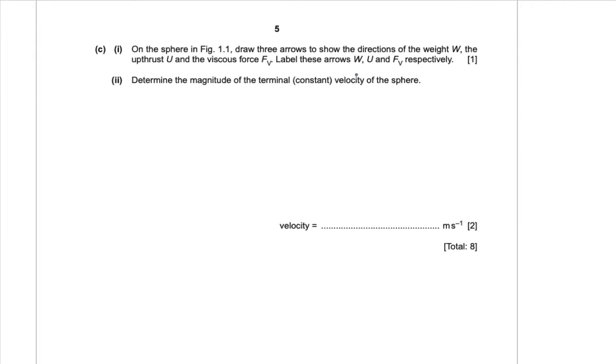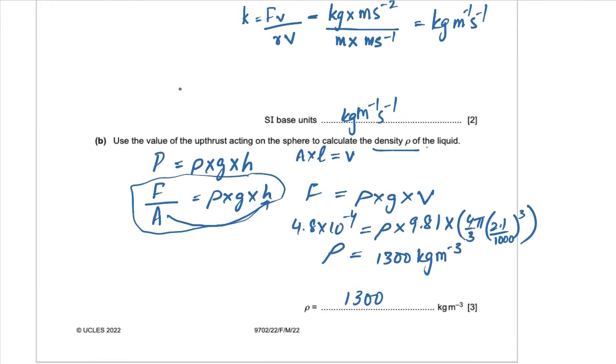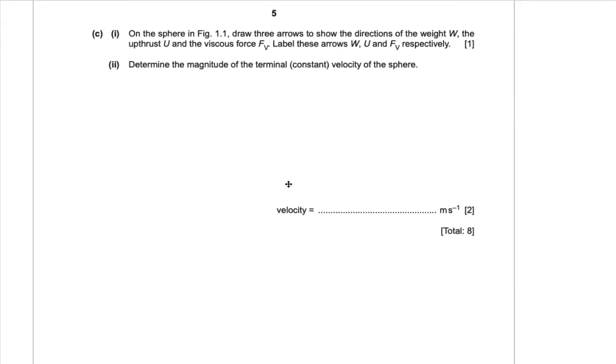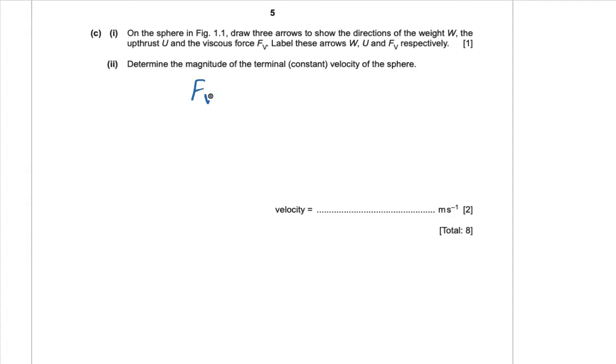Now, part 2 of part C, determine the magnitude of the terminal velocity of the sphere. In this part of the question, we are going to use the formula that has been given to us in the question, that is viscous force is equal to the constant that has a value of 17 into the radius of the sphere into the terminal velocity, or velocity in general, of the sphere. So we're going to use this formula. Let's write it here. Fv is equal to KRV.